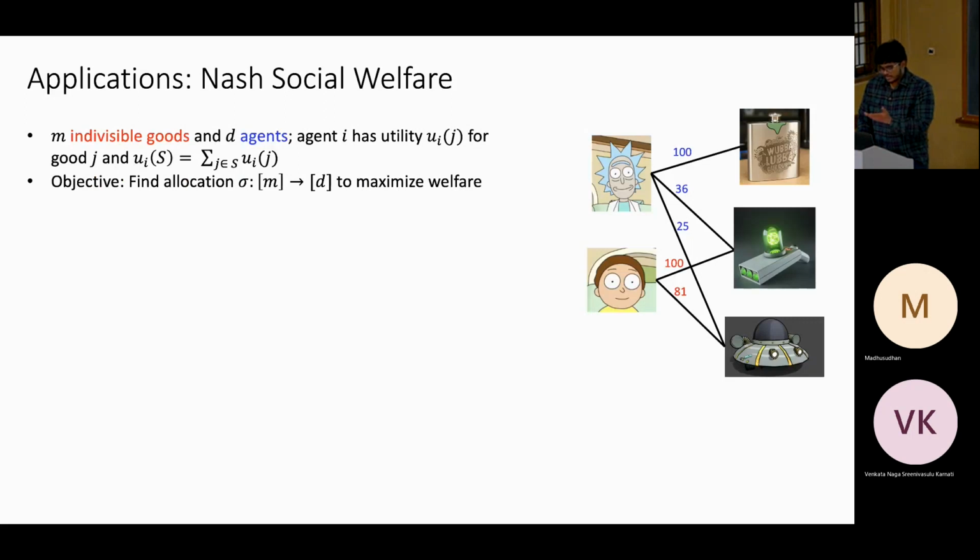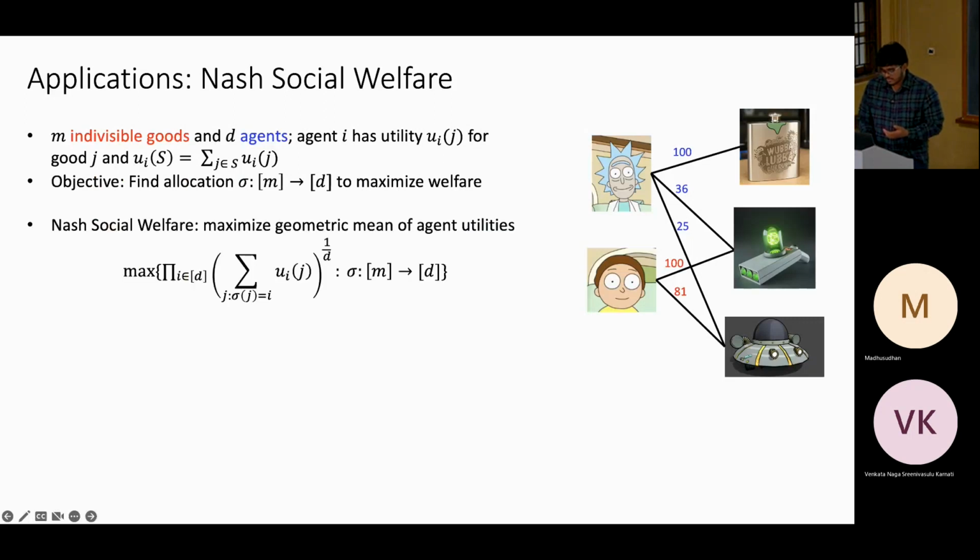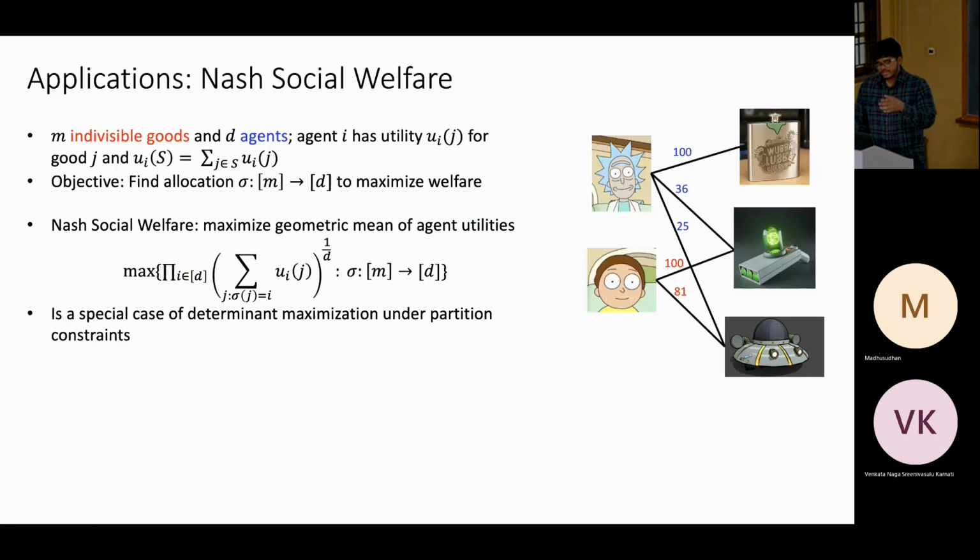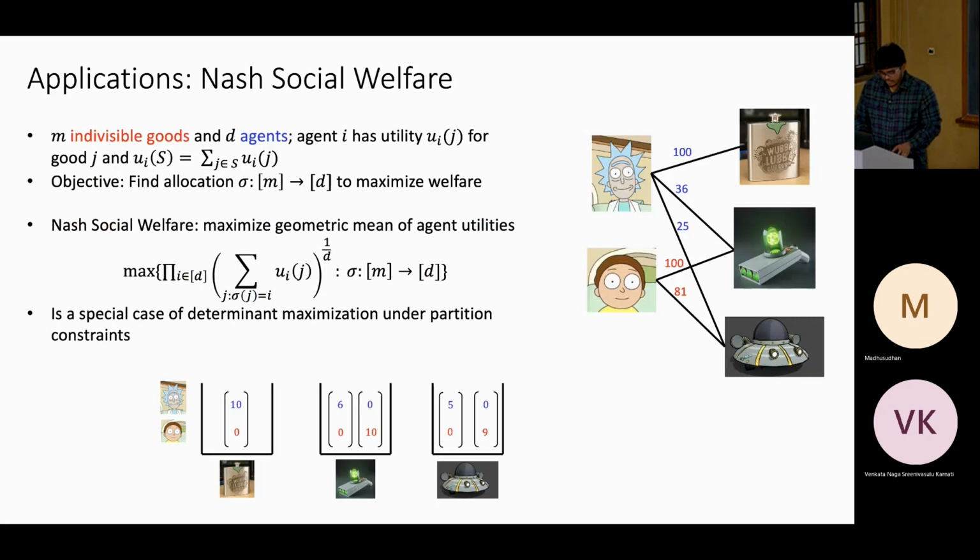So the objective is to find an allocation so that you maximize welfare. What's the notion of welfare here? It is the geometric mean of the happinesses of all the people, and you want to maximize that. So the claim is this is a special case of determinant maximization under partition constraints. So yeah, let's see why.